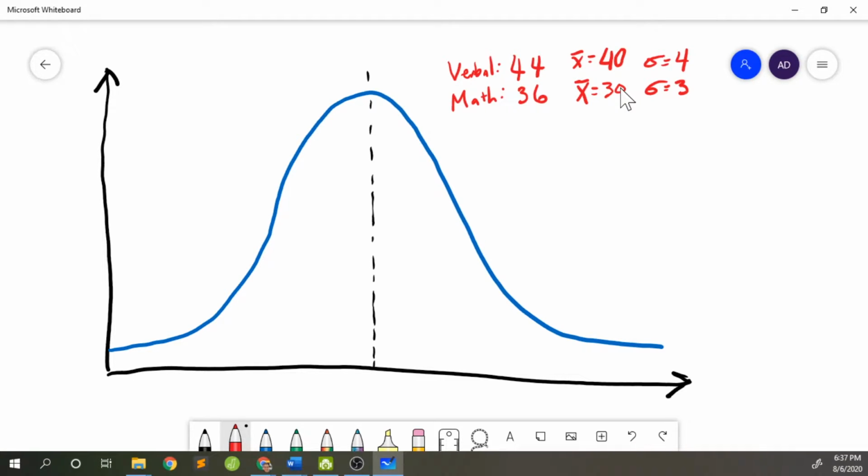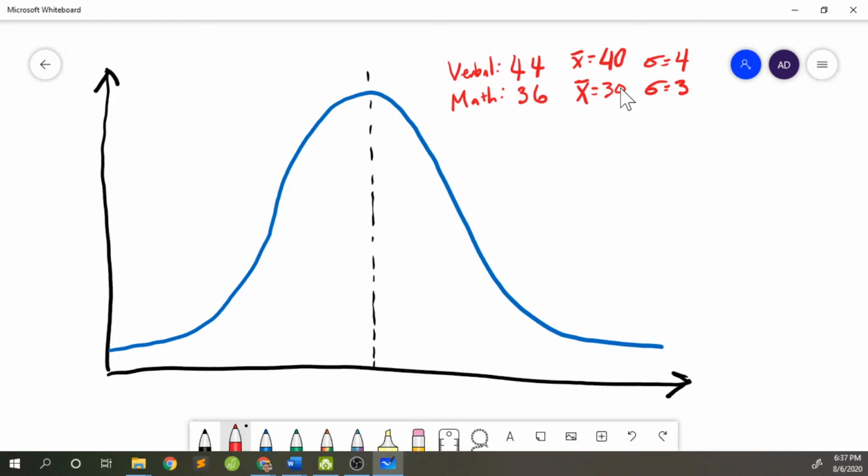So it looks like we scored a little bit above average for both of them. The question is, in which one did we do better? If you just look at 44 versus 40 and 36 versus 30, it's kind of hard to tell. 44 is bigger than 36, so maybe we did better on the verbal. But then we have to think, the mean was higher. Everybody did a little better on the verbal. So is 4 points above the mean the same as 6 points above the mean here?